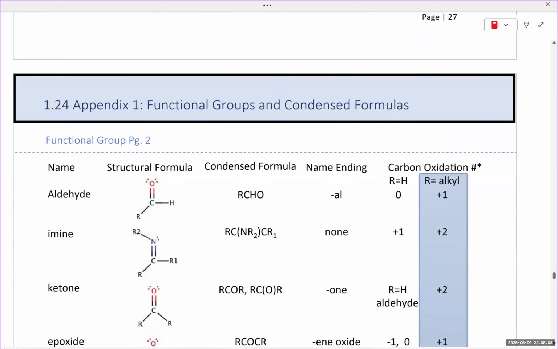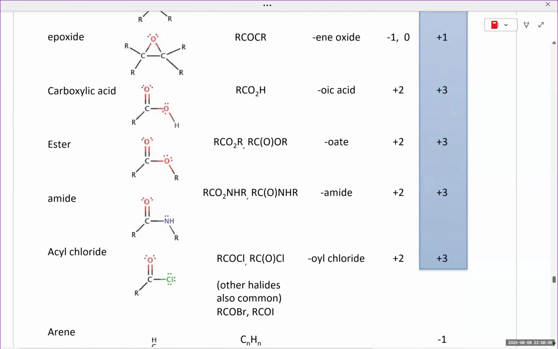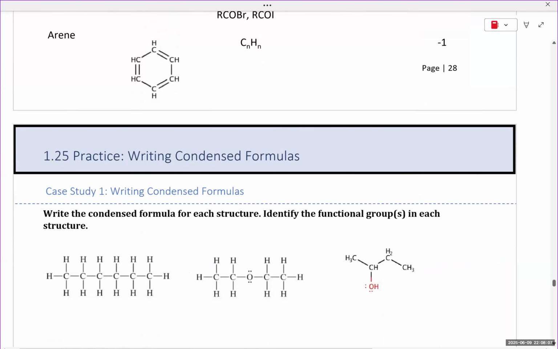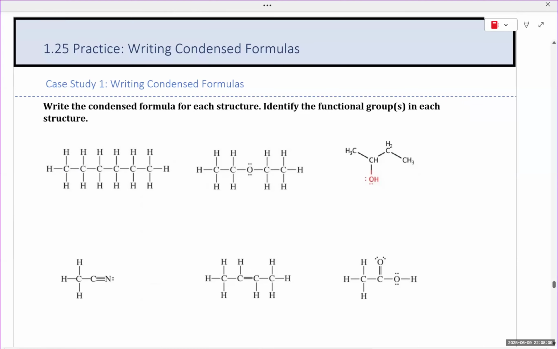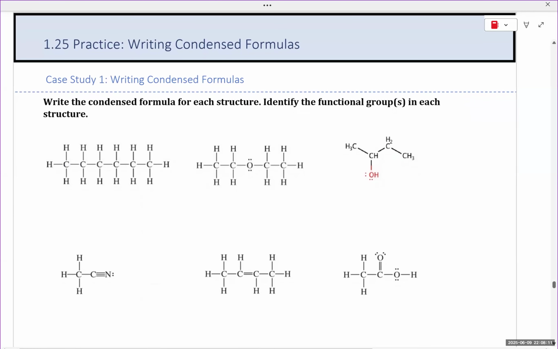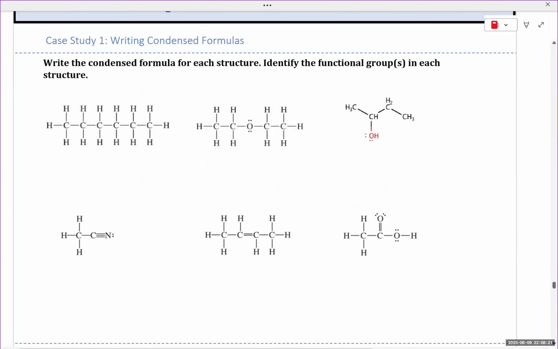So there are two appendix pages of all the various functional groups that you'll encounter. What we're now going to do is practice writing some condensed formulas. And once we write out the condensed formulas, we'll identify the functional groups in each structure. So what I'm going to do is the first three examples, and then you'll do the next three. So in this case, first and foremost, let's look for repetition.